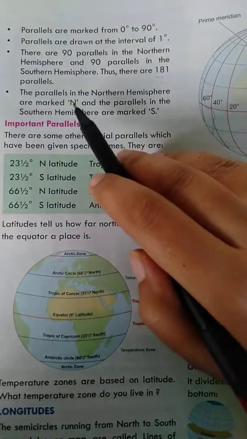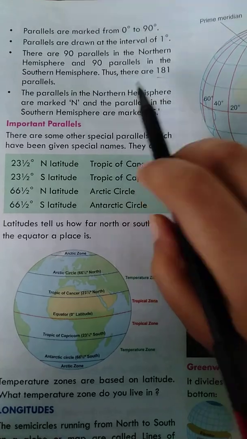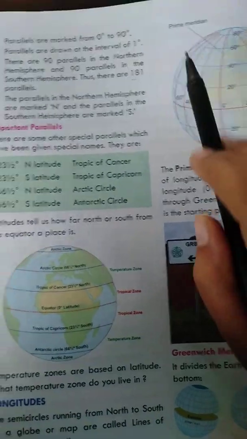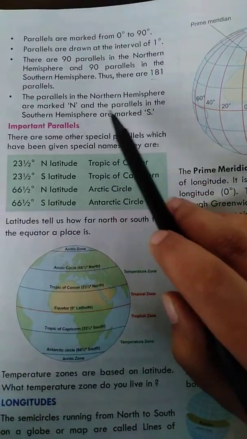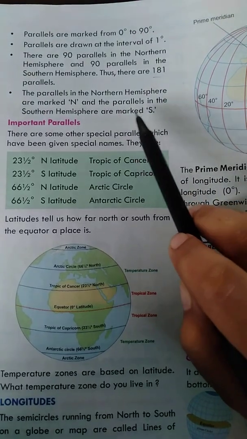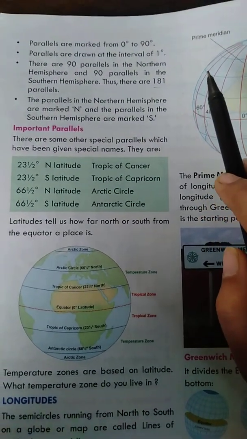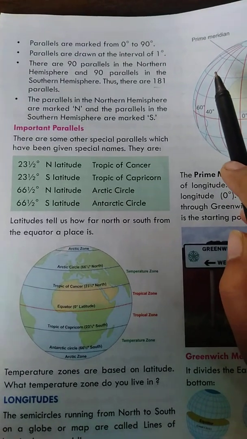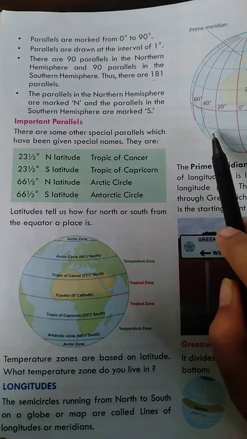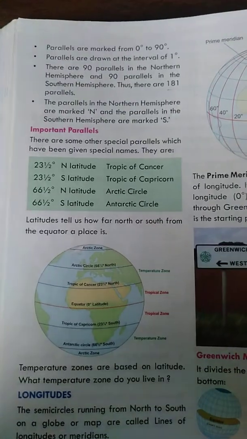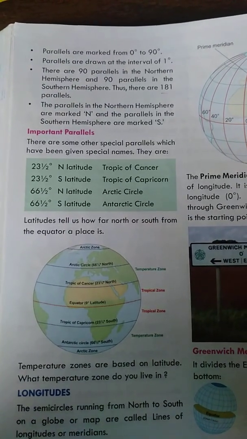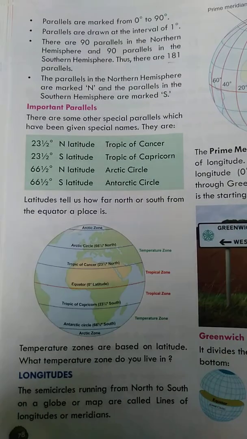The last point is that the parallels in the northern hemisphere, towards the north pole, are marked as N, and the parallels in the southern hemisphere are marked as S, which means 1 degree north, 2 degree north, 1 degree south, 2 degree south, 10 degree north, 20 degree north, like this.